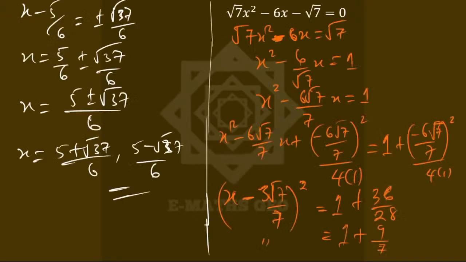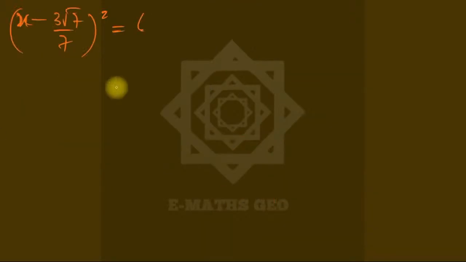x minus 3 root 7 over 7, all squared, is equal to, remember what is here, let's check, this 1 plus 9 over 7 will be 16 over 7. So this is 16 over 7. Now the square will move to the square root, so it's now plus or minus. The square root of 16 is 4. Why, this is root 7.